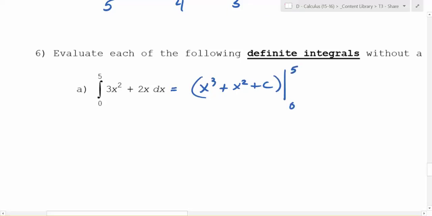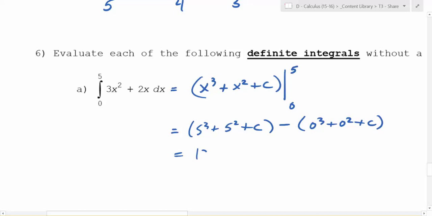See that bar? That is super common. That means evaluate from 0 to 5. So what's that going to be? That means the first thing is 5. Why am I doing so many parentheses? I don't know why. 5 cubed plus 5 squared plus c minus 0 cubed plus 0 squared plus c. So that's going to be 125 plus 25. So that's 150.